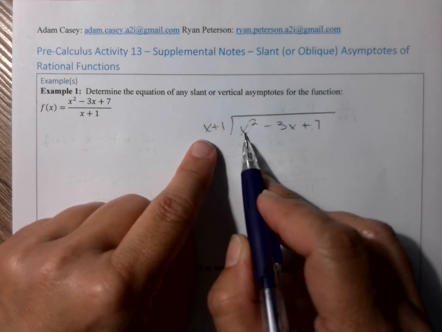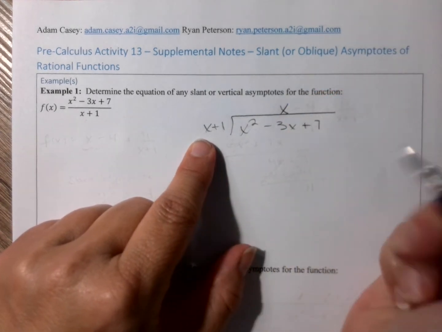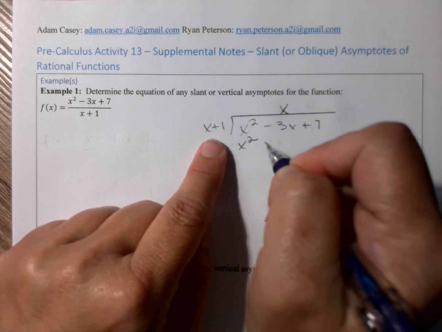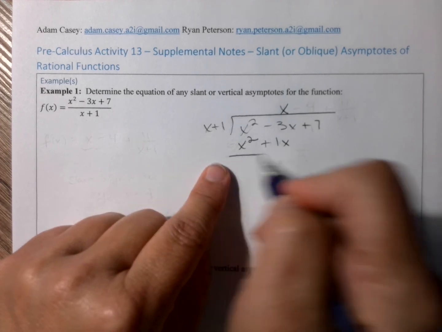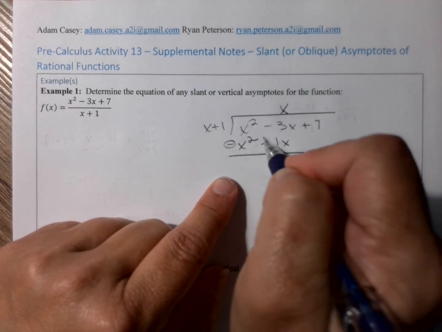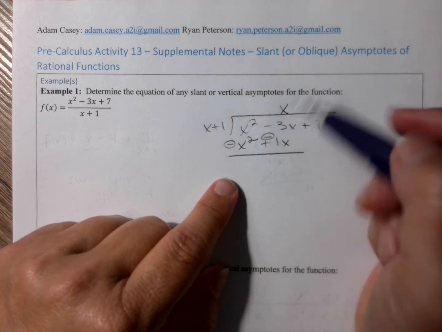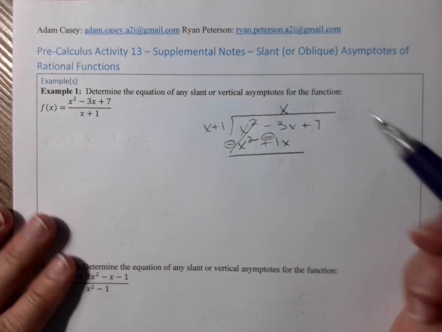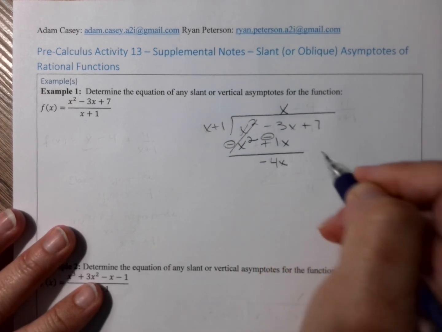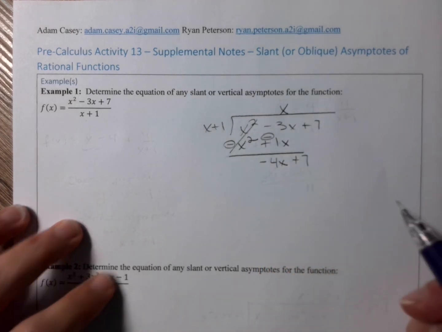What do I multiply times x to get x squared? That, of course, would be x. x times x is x squared, and x times 1 is 1x. And now we're going to subtract. I'm going to make sure I change the sign on both of those terms. My x squared zeroes out, and negative 3x minus 1x would be negative 4x. And then I'm going to bring down the 7.